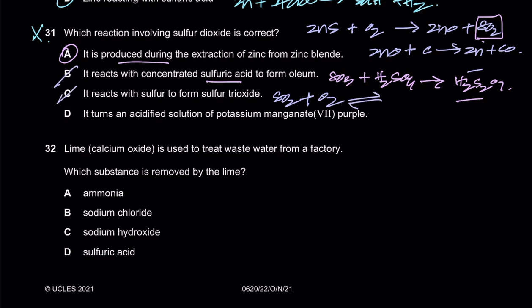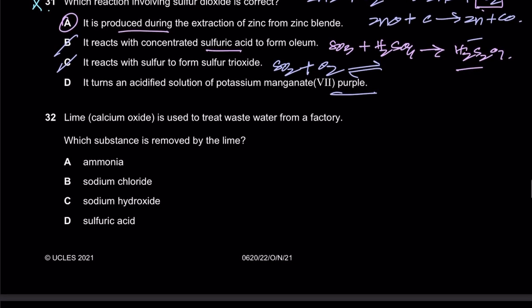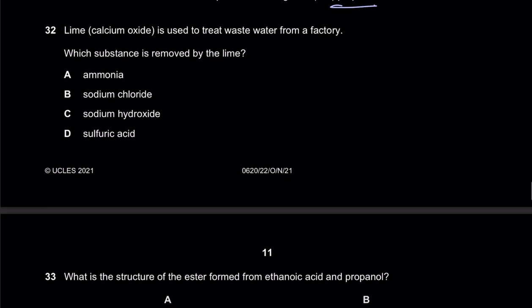It turns acidified solution of potassium manganate purple? No, it turns it colorless. Potassium manganate is purple. It turns it colorless, right? Because it's a reducing agent.